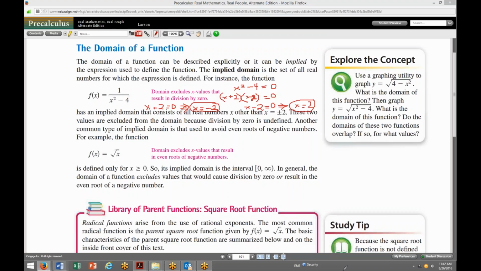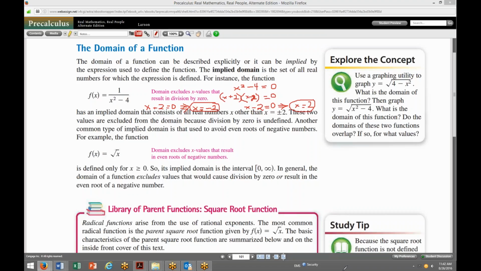So the domain of f of x equals 1 over x squared minus 4 is this. It's all real numbers except -2 and +2. So x takes on all real number values except -2 and +2. There's two numbers excluded from its domain.